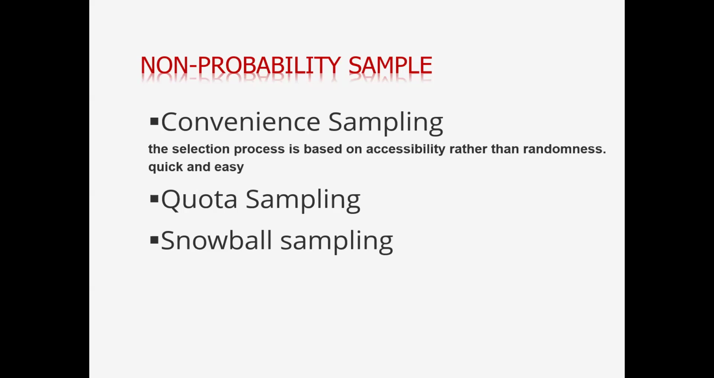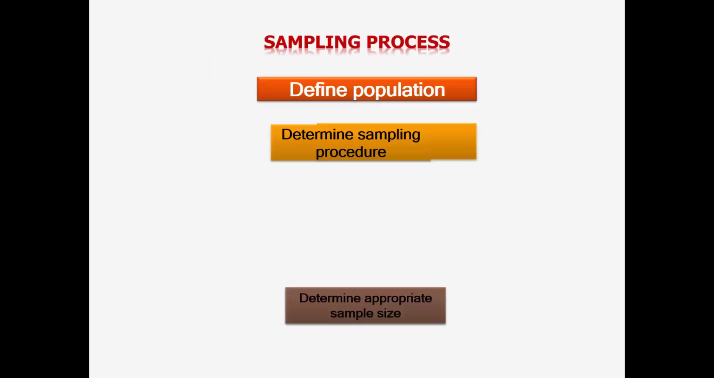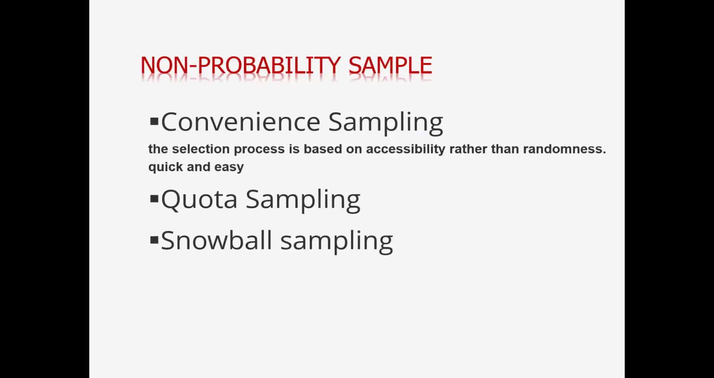A snowball sample is when you have some students and you ask them to bring their friends to the study, so this looks like a snowball. So it's also a convenience sample and it is non-probability. So this is not a representative sample for the whole population. But anyway, we can use a non-probability sample in many researches, in the qualitative kind of research.